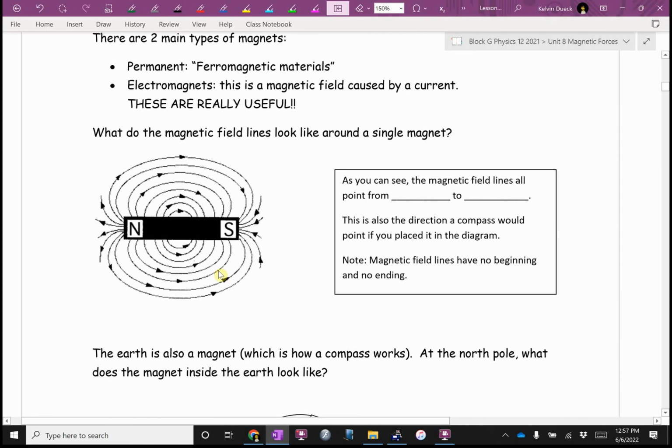What do the magnetic field lines look like around a single magnet? Well, first of all, magnetic field lines point from what to what? North to south. So if I follow a line, it starts out going north, points to the south. As you can see, they all point from north to south. This is also the direction a compass would point. If you put a compass right here, the compass needle would point that way. If you put a compass right here, the compass needle would point that way.